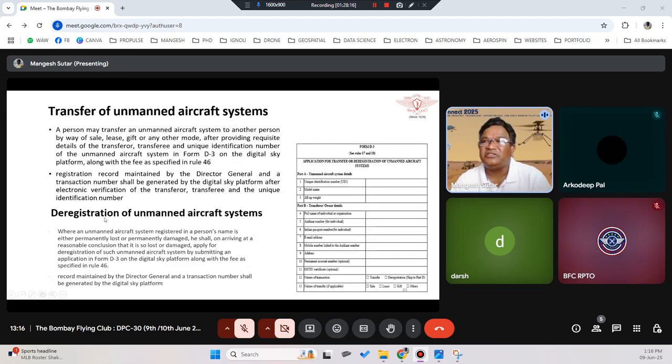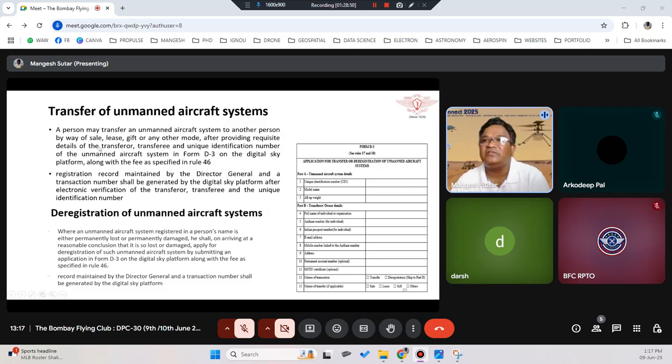Now deregistration. You may transfer a drone. Like, I purchased my drone from one company, the OEM. IoTech Aviation is the company who manufactures the AgriBot drones. Initially they were registered in the IoTech Aviation name. So when I purchase, the drone has to be transferred to my name. That transfer has to be done using form D3, and the fee has to be paid as per rule number 46. Okay, so that is a transfer.